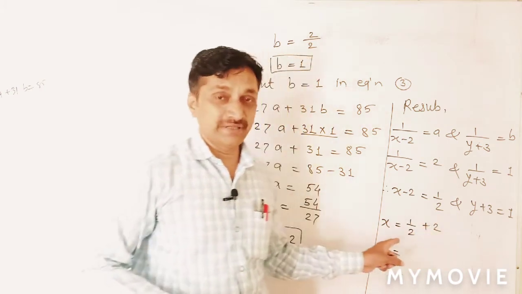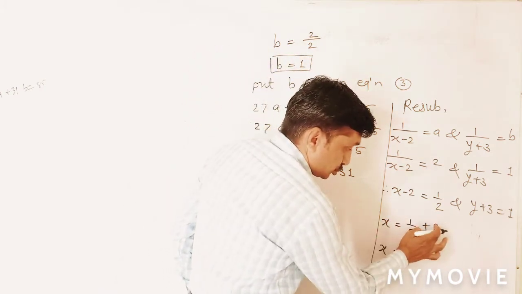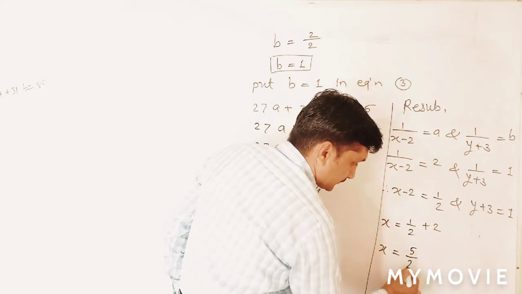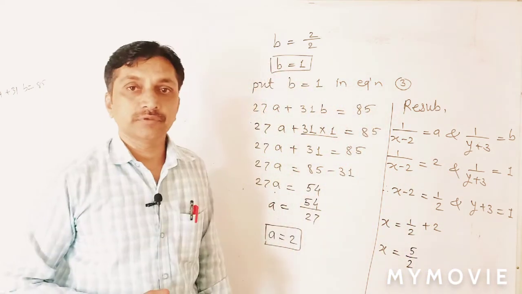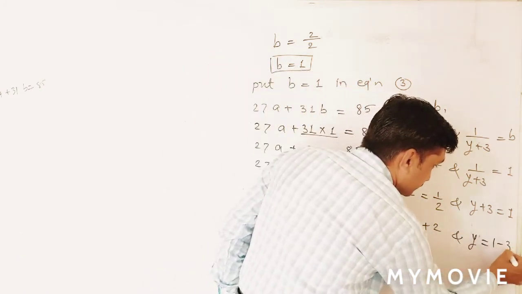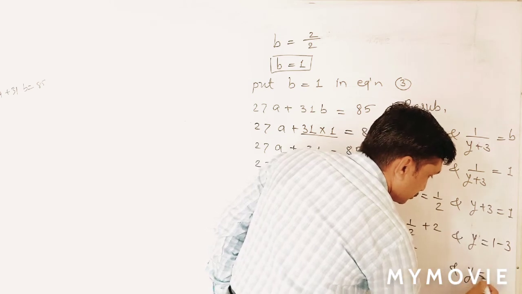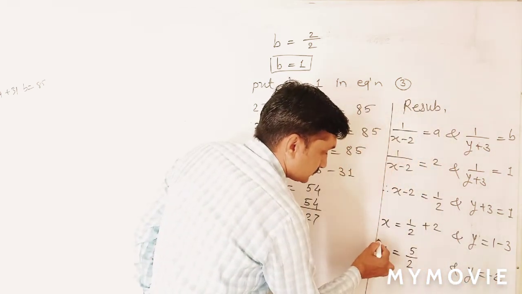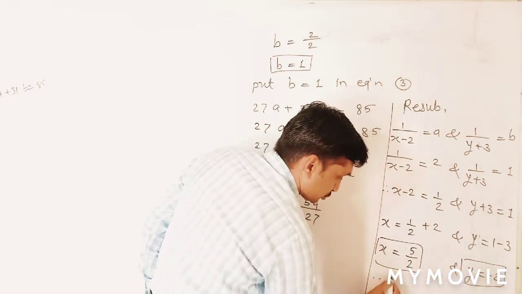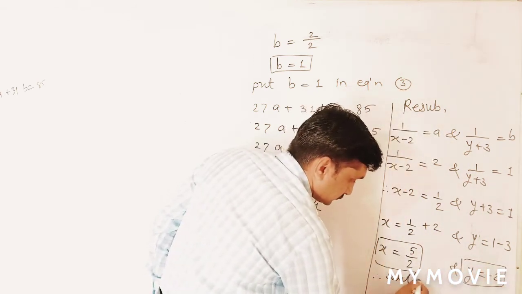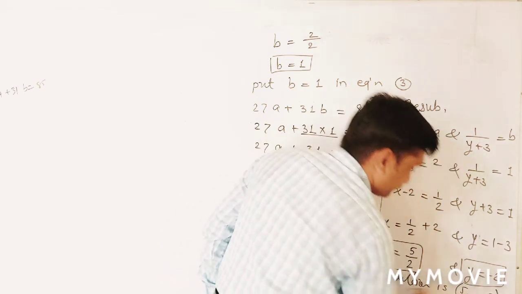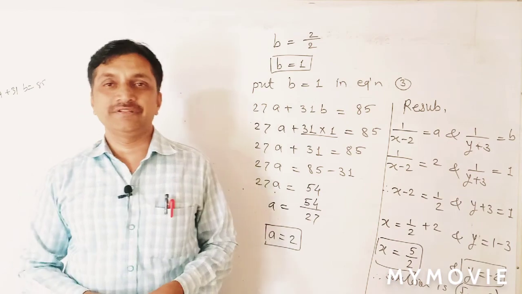Here we have to do cross multiplication. 2 twos are 4, 4 plus 1 is 5, 5 upon 2, that is the x value, and here y is equal to 1 minus 3 and y is equal to minus 2. These are the two values. Therefore the solution is here now: 5 upon 2, minus 2. This is the solution of this example.